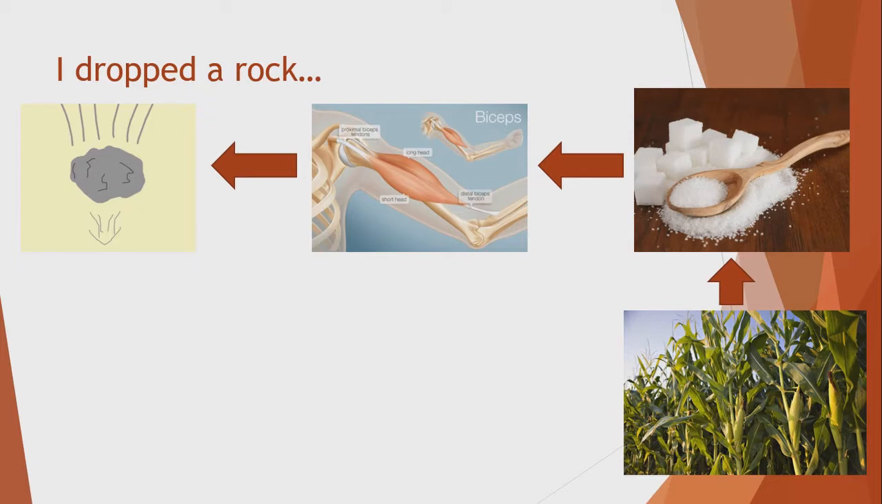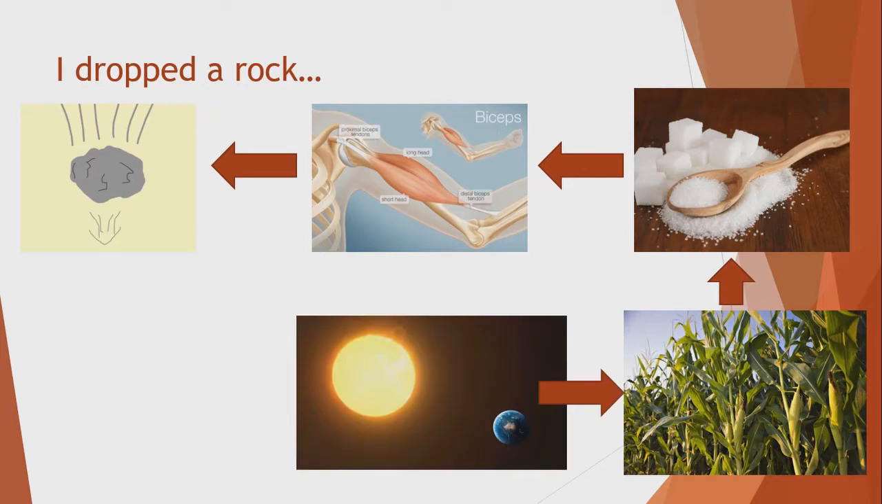Well, how did the corn get the energy to put into the sugar? Well, that came from the sun, right? That's photosynthesis. Energy goes into the corn as sunlight hits the leaves, and photosynthesis makes the sugar. Okay, where did the sun get its energy from? Well, that's complex nuclear reactions, dependent on all kinds of different settings.